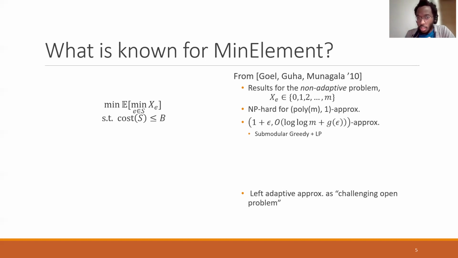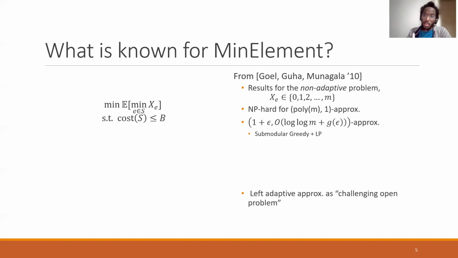They show a few things. The first thing they show is that it's actually NP-hard to approximate this problem without relaxing your budget. So you have to relax your budget to get anywhere. And once you relax that budget, they also give a bicriteria approximation scheme that includes this log m factor that you'll see here. And they do that using submodularity and a greedy algorithm plus an LP to get a good initial condition. And at the end of that paper, they left obtaining adaptive approximations as a challenging open problem.